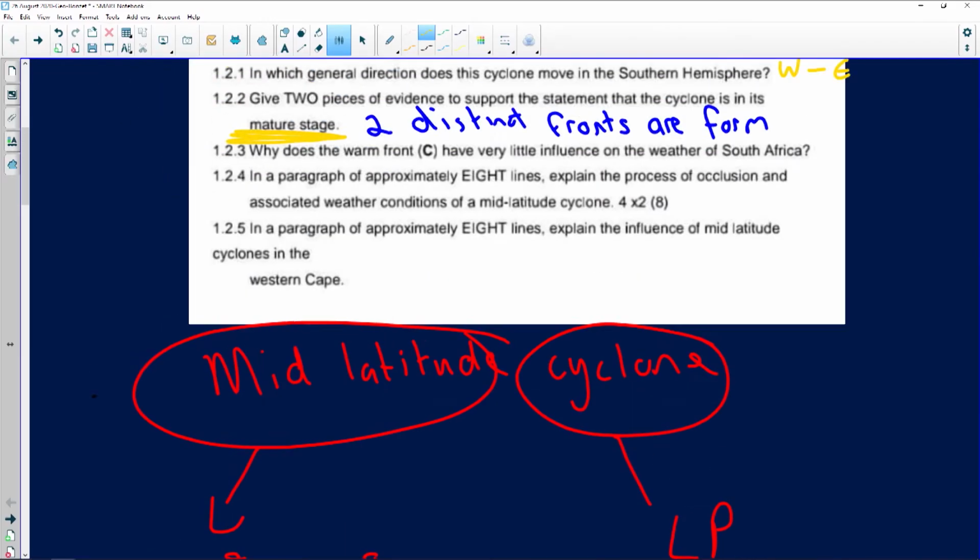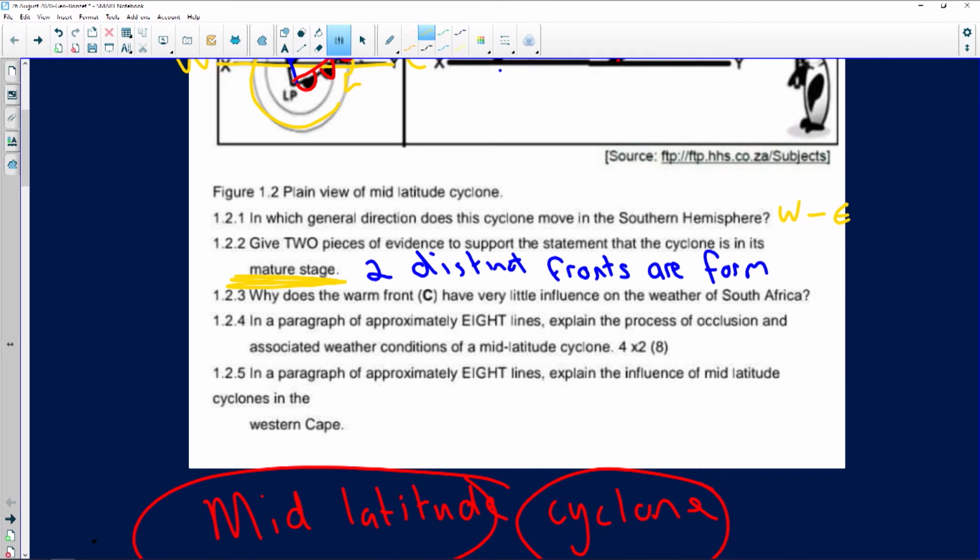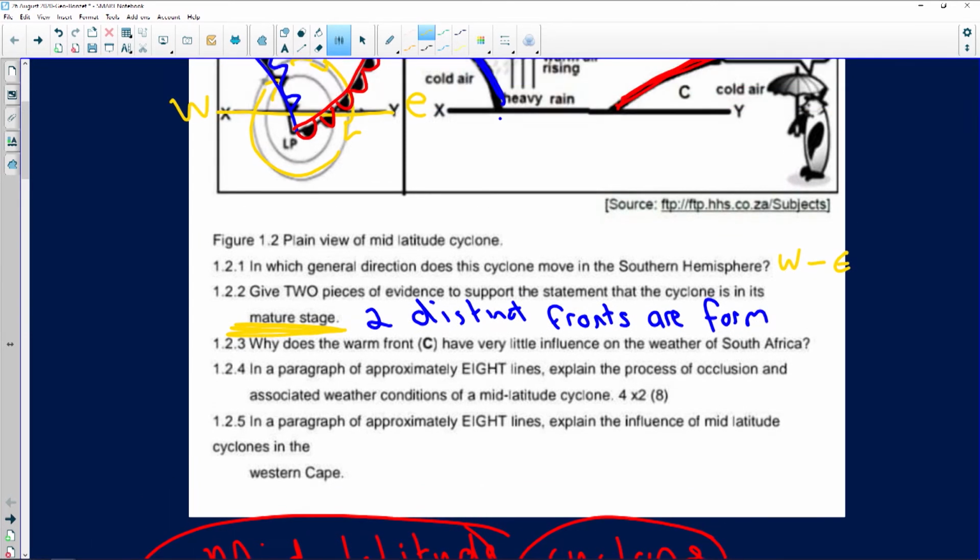Let's have a look at our questions. Now, why does the front C have very little influence on the weather of South Africa? Like I've mentioned, the warm front, it's too far down south. The latitudinal position is too far down south.